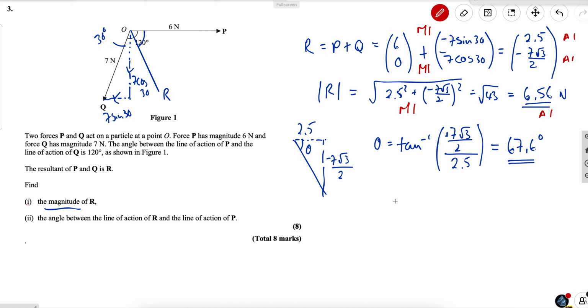Then for part 2, there's a method mark for clearly using tan to find the angle, and an accuracy mark for the angle. You may have used sine or cos, which is fine as long as it's correctly used there. Now for the accuracy mark you could have 68, or if you'd use the negative version 112, then also allow adding 180 to those, so 248 or 292.